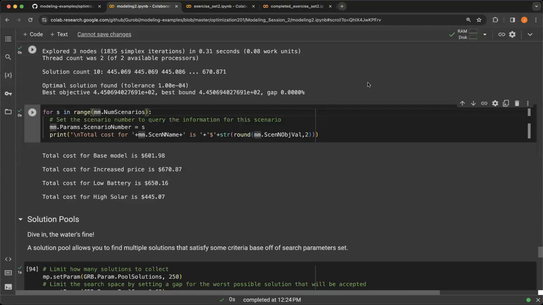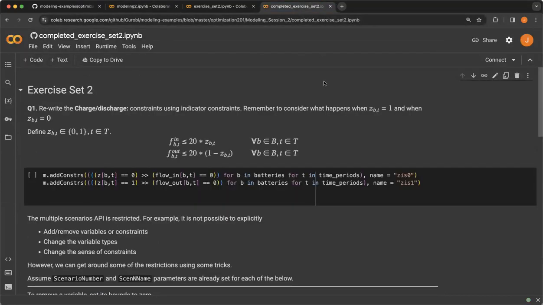I think part of me rambling here was to talk about this and go through these scenarios again and talk about why we got what we got, but also to give you a little bit more time to complete these exercises. This is a shorter session, so we've got about 10 minutes left here. I think that's a good time to dive into the solutions to exercise set 2 and talk about some of these as well.